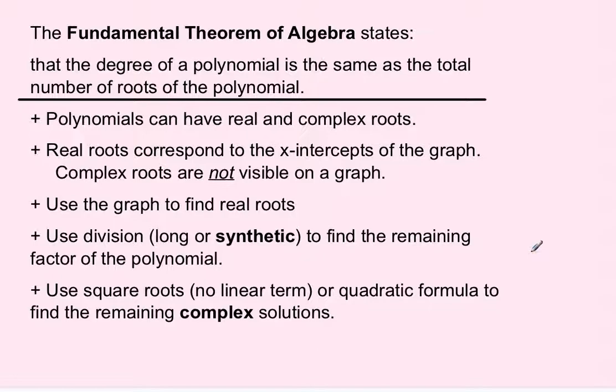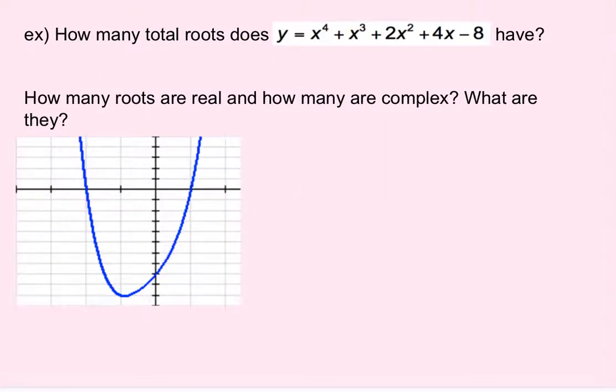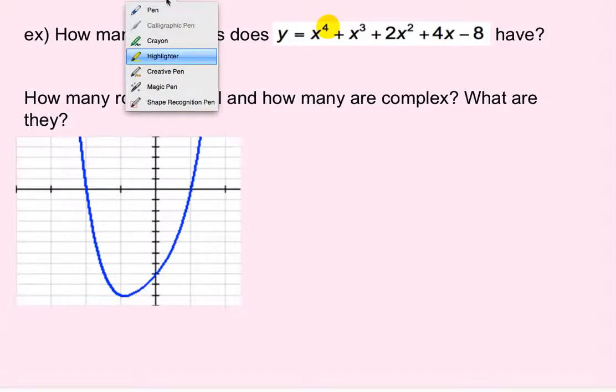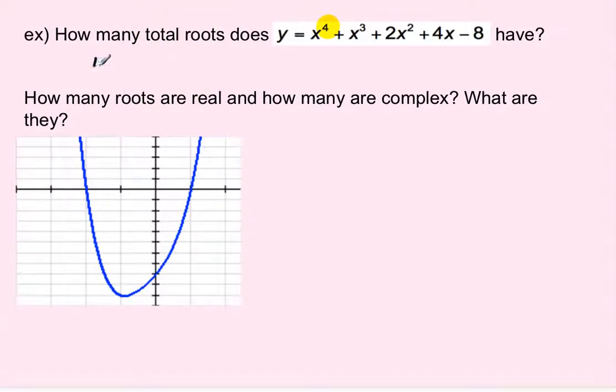And then we're going to take whatever's left, and we're going to use either square roots or the quadratic formula to solve that quadratic. It's usually going to be quadratic, to find the remaining complex solutions. So here's what I mean. How many total roots does y equals x to the fourth plus x cubed plus 2x squared plus 4x minus 8 have? Now, what I really want to know is what's the degree of this polynomial. So right here, that 4 is telling me that this guy has 4 total roots.